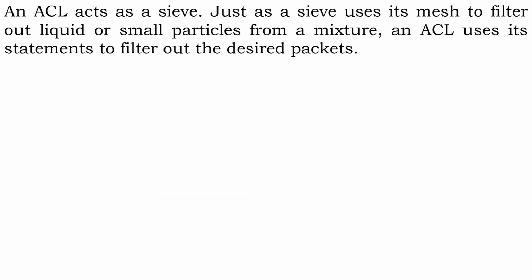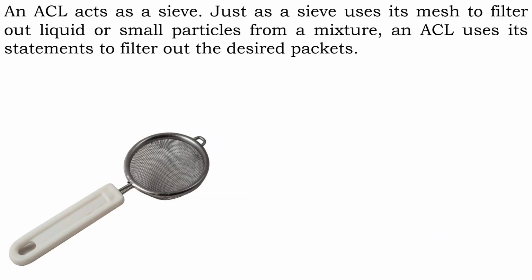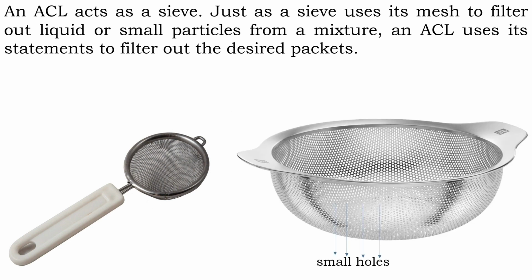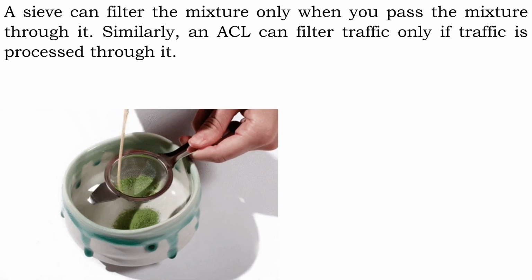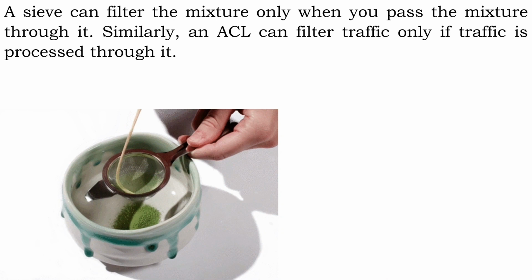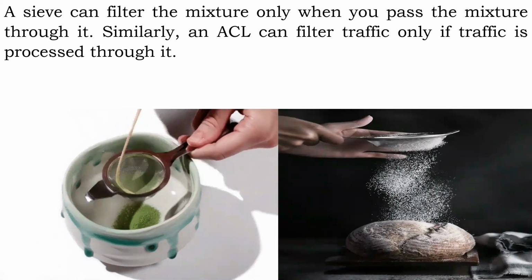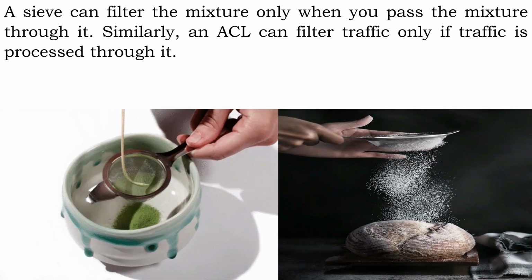An ACL acts as a sieve. Just as a sieve uses its mesh to filter out liquid or small particles from a mixture, an ACL uses its statements to filter out the desired packets. A sieve can filter the mixture only when you pass the mixture through it. Similarly, an ACL can filter traffic only if traffic is processed through it.